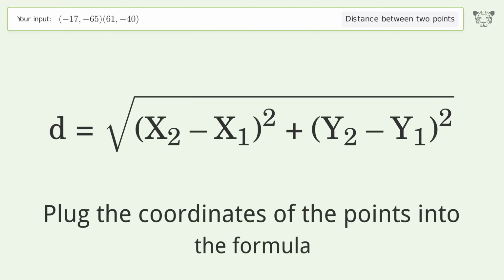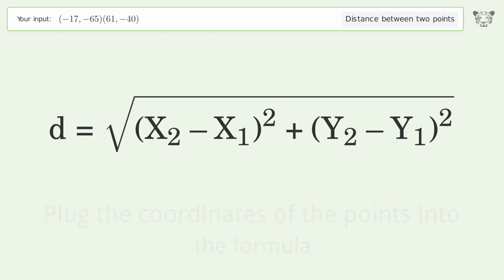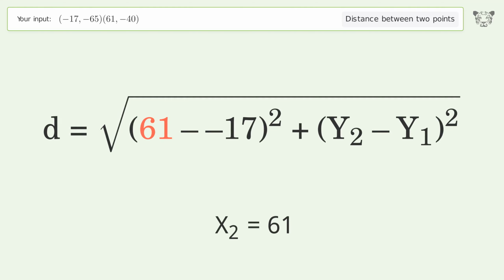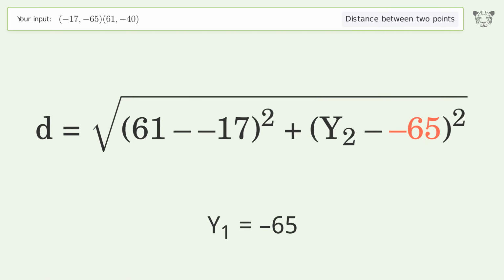Plug the coordinates of the points into the formula. x1 equals -17. x2 equals 61. y1 equals -65. y2 equals -40.